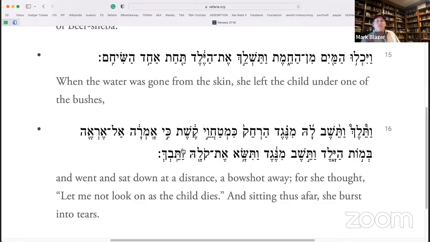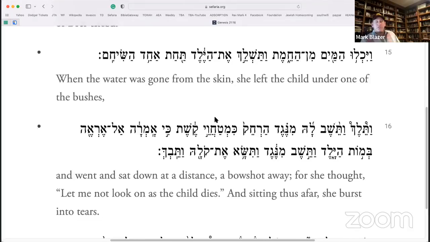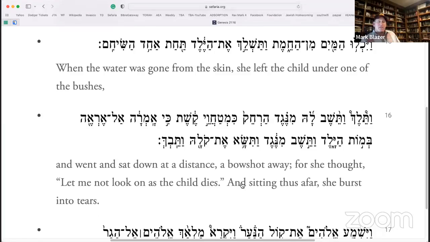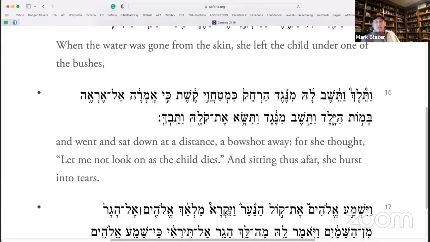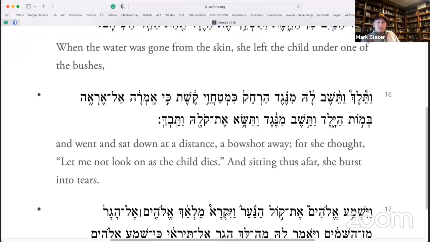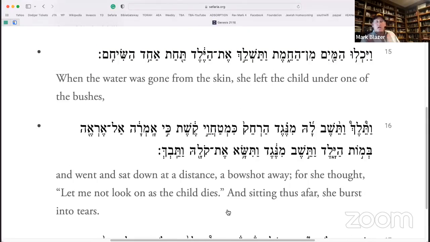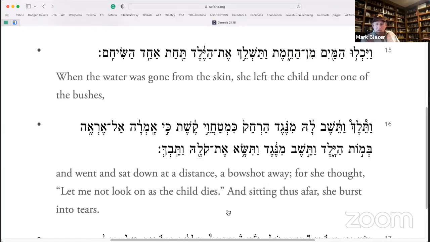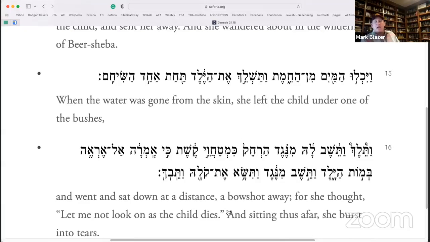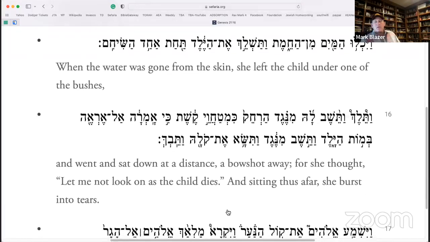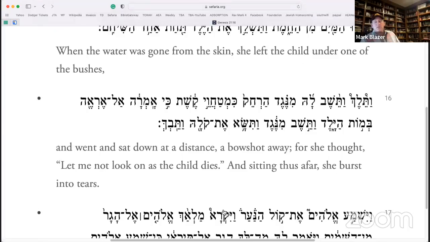When the water was gone from the skin, she left the child under one of the bushes and went and sat down at a distance, a bow shot away, for she thought, let me not look on when the child dies. And sitting thus far, she burst into tears. So they run out of water. I mean, at this point, they're gonna die. And what's interesting, of course, is that she doesn't want to see her son when he dies.